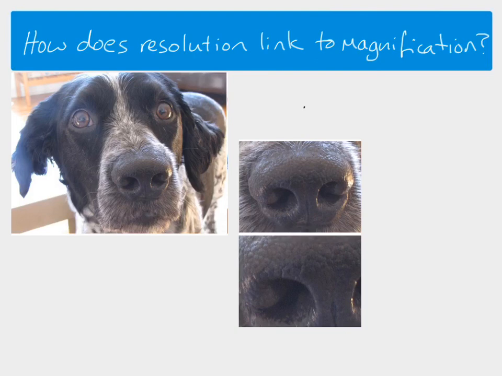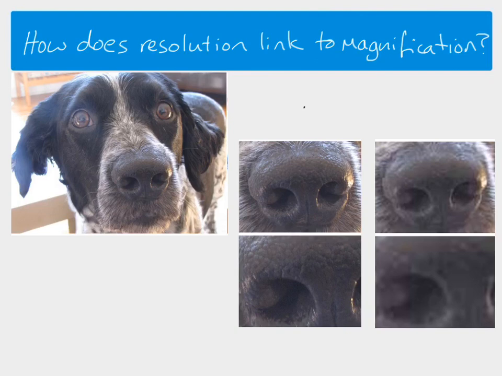If we magnified his nose, have a look at how this image compares to this one. They're both the same magnification. The magnification has been increased compared to our original image. But on this image here, you can't see the detail. It's much more blurry. On this one, you can still see the detail of the texture, and on this one you can't. There's no point increasing the magnification of this image further. If you do that, you can see it's even blurrier. You cannot see the detail.